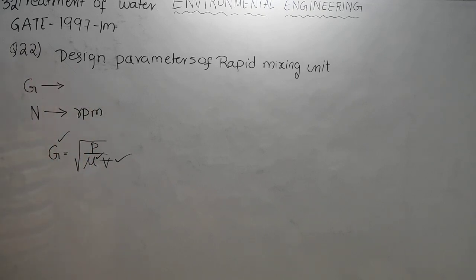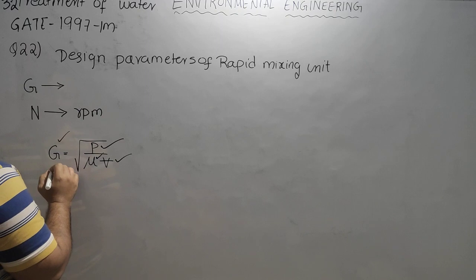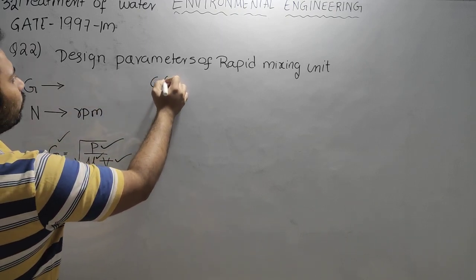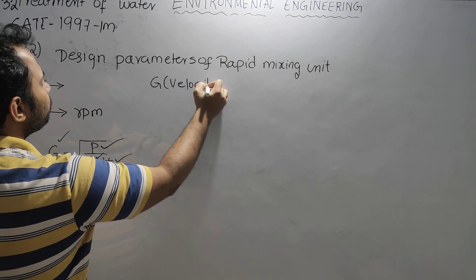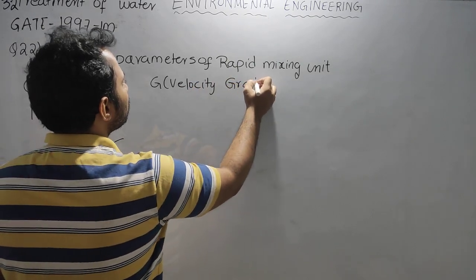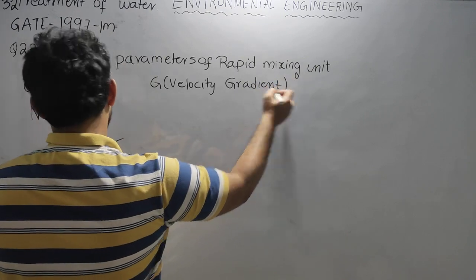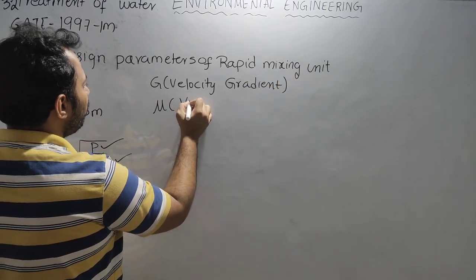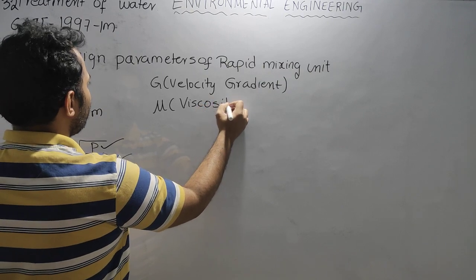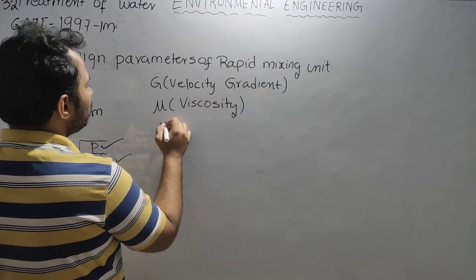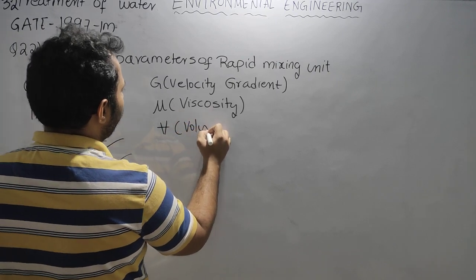So G depends on mu and V and also power of the shaft. If the power of the shaft is given, it is a factor which will affect the gradient. So all three are correct. It depends on velocity gradient G, it depends on dynamic viscosity or simply viscosity, and also it depends on power and also on volume of mixing basin.